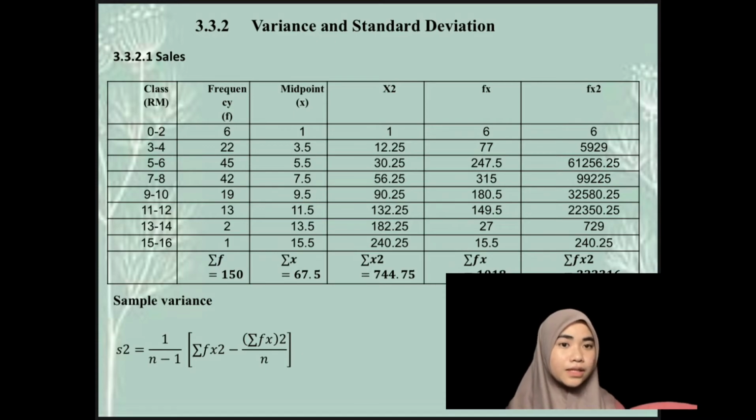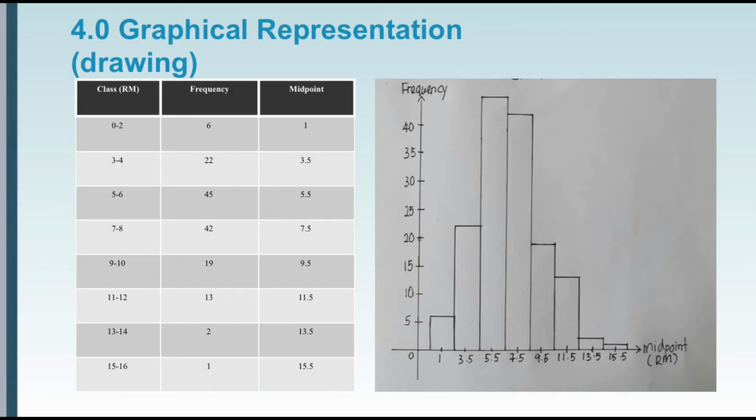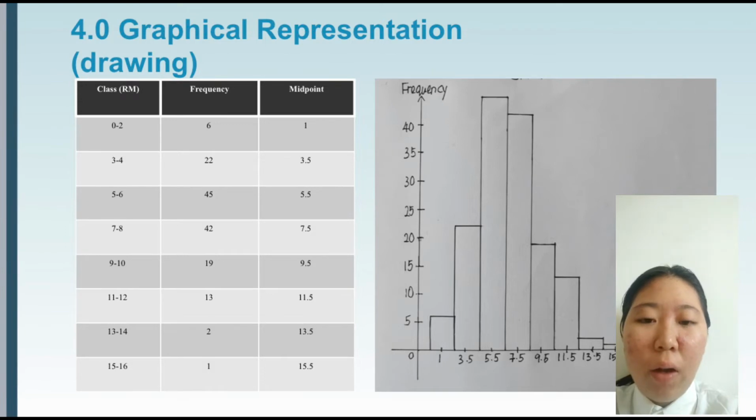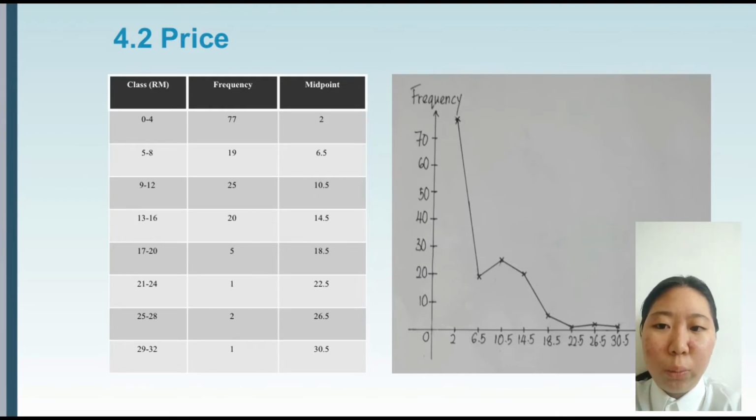3.3.2.1 table shows about the sales, how to get the sample variance and then sample standard deviation. Last, 3.3.2.2 is advertising, how to get the sample variance and then how to get the sample standard deviation. At this graph of sales, we can see it is skewed to the right if its tail extends to the right. At this graph of price, we can see it is skewed to the right if its tail extends to the right.